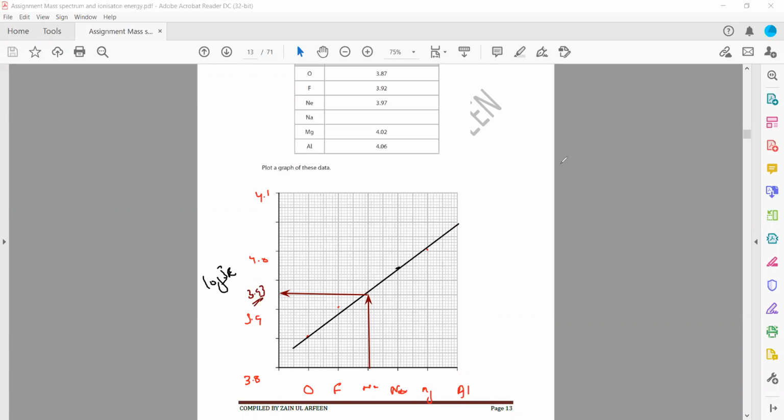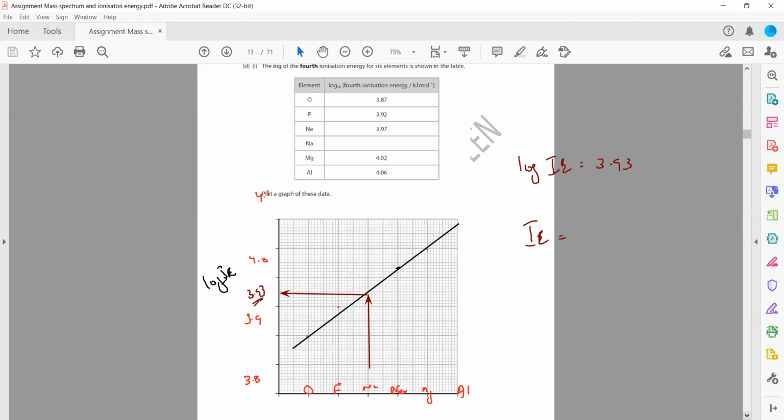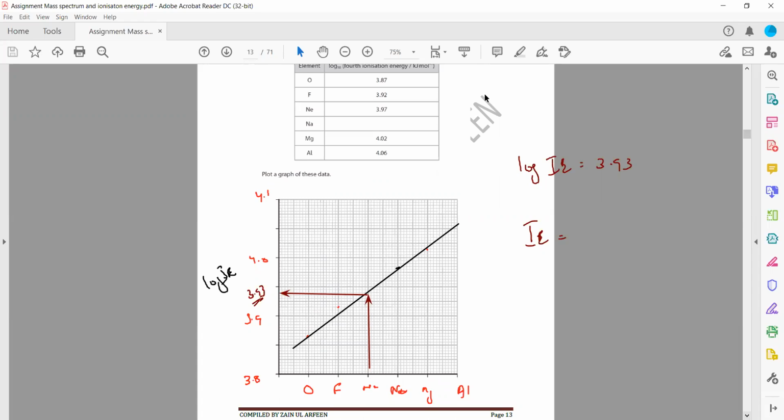But 3.93 is a log, so the log of ionization energy is equal to 3.93. But we want to remove the log, we need the ionization energy. So ionization energy will be the anti-log of 3.93. Because this is a log of base 10, when we take an anti-log, you press shift and anti-log, so it means 10 raised to power 3.93. So what will be the answer when you use 10 raised to power 3.93?